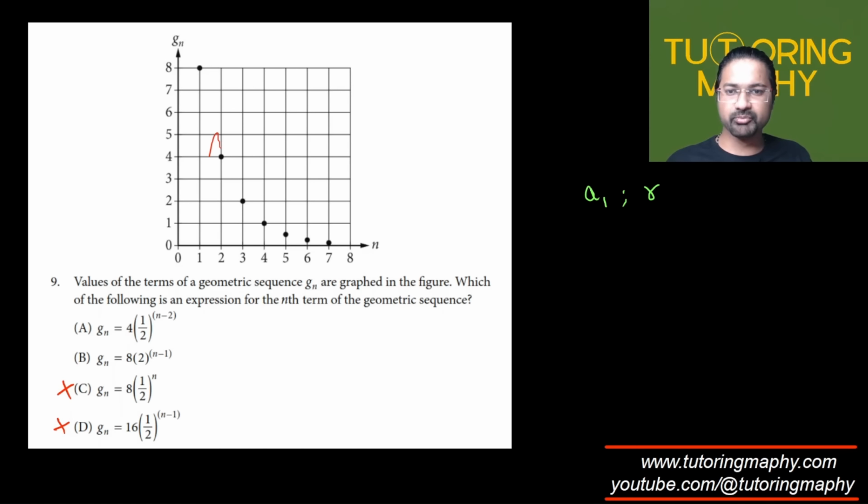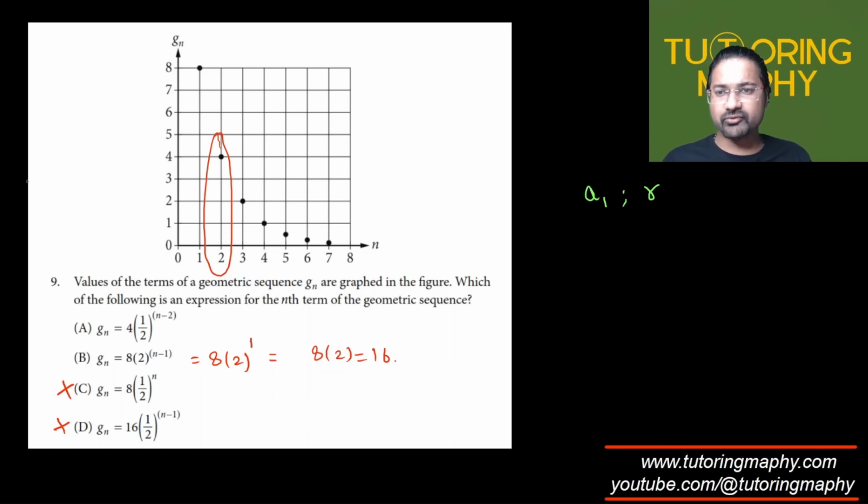And then let's try to put n as 2 and see which one is giving us 4. This will definitely not give us 4, because if you put n as 2, it will become 2 minus 1, which is 1, and 8 times 2 is just 16.